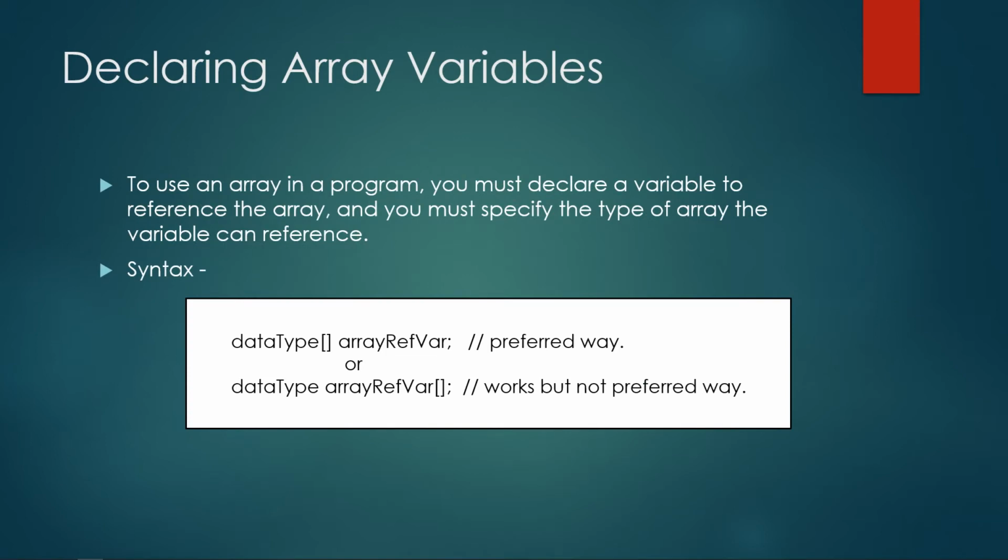To use an array in a program, you must declare a variable to the reference of the array, and you must specify the type of array the variable can reference. So, this is the preferred way, where you put the data type, 2 square brackets, and the array reference variable name. This will also work where you have the data type, then the array reference variable name, and after the array reference variable name we have put the 2 square brackets. Technically this will work, but the first method is the preferred way.